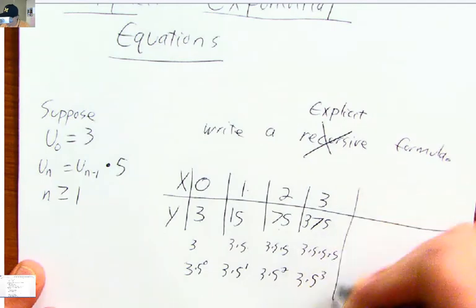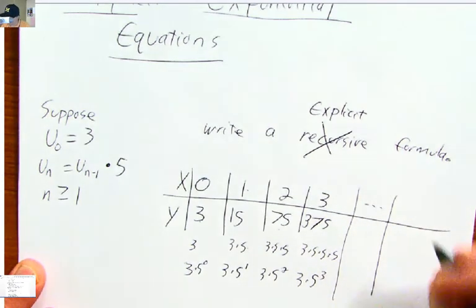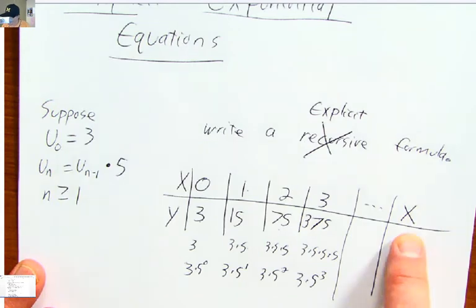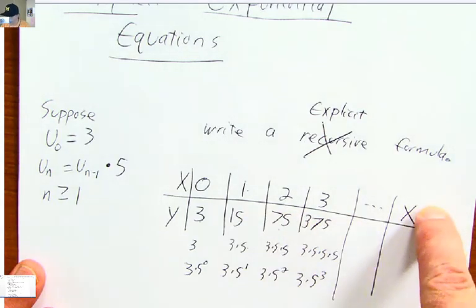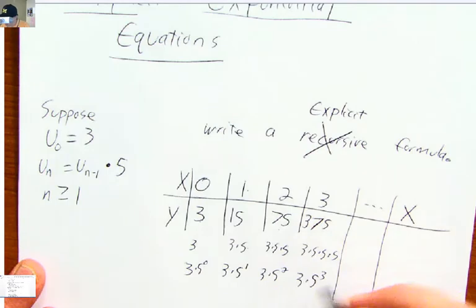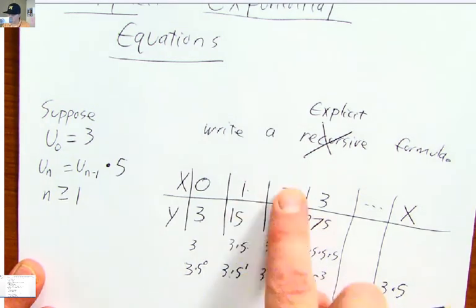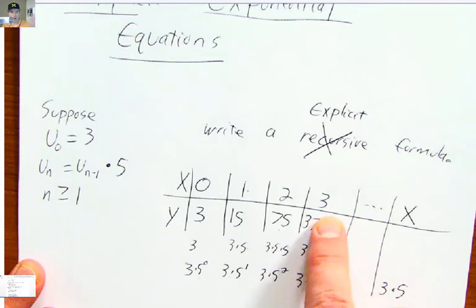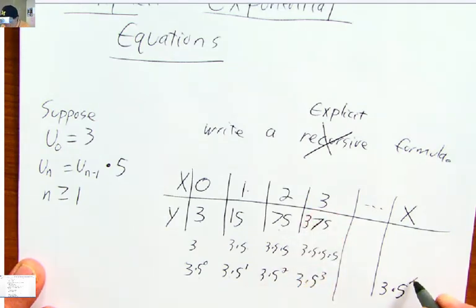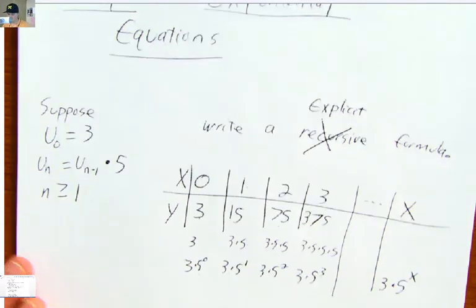Anyway, if we continue on this pattern and we wanted to figure out the xth one, if I plugged x into the formula, what would it look like? If you use this as a guide, the 3 is always the same, the 5 is always the same, and the only thing that's changing is that exponent. If the number is x, it would be 3 times 5 to the x.